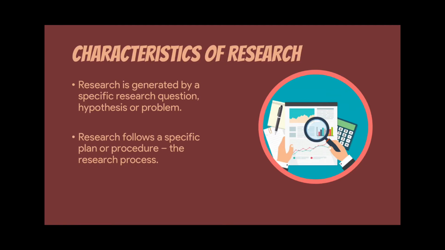So, to further appreciate research, let's look into the different characteristics of what makes a research. So the first one here is research is generated by a specific research question, hypothesis, or problem. So especially if it's quantitative research, we begin with the hypothesis, or in scientific method, we call that an intelligent guess. Usually a hypothesis is made up of variables, and we'll talk about variables also later in this class, but we begin with the research question or a problem that we would like to address or answer.